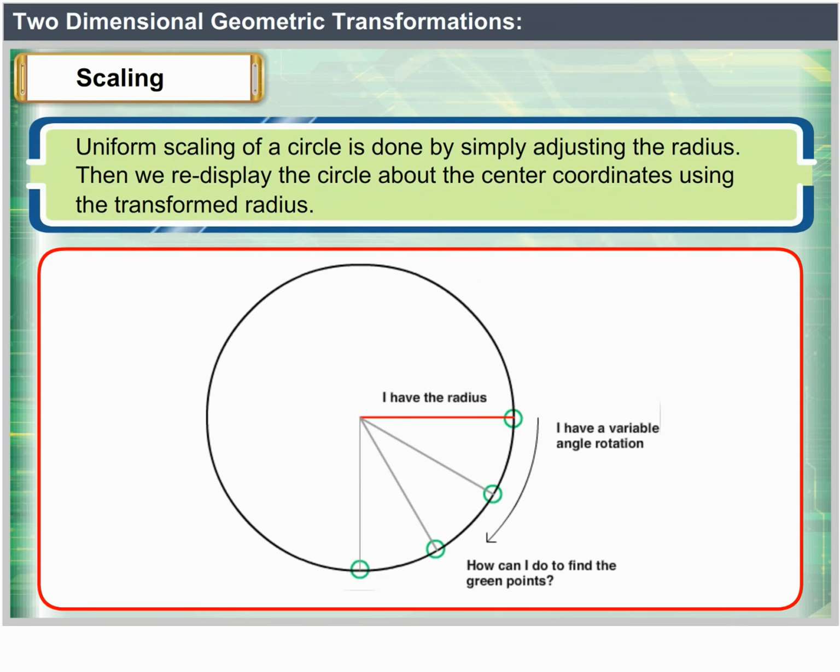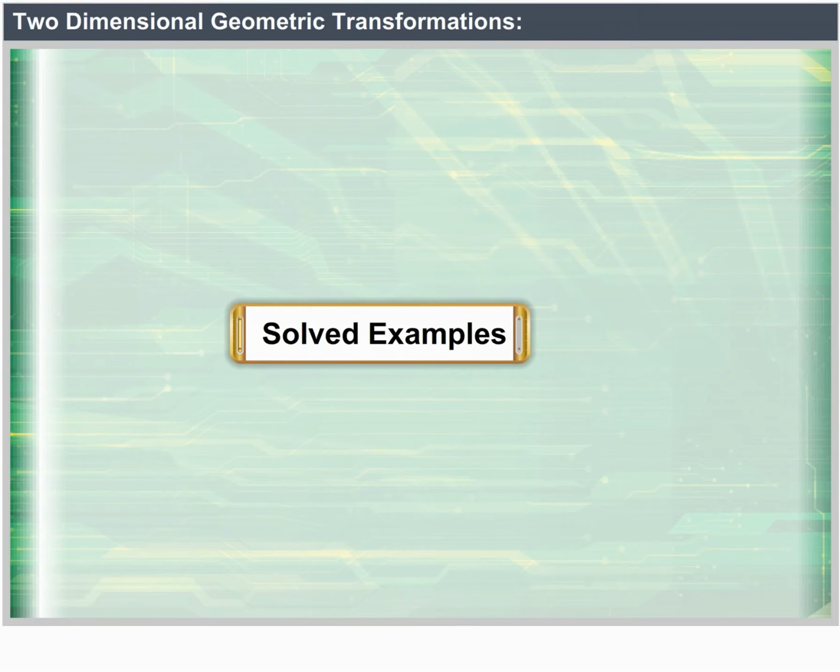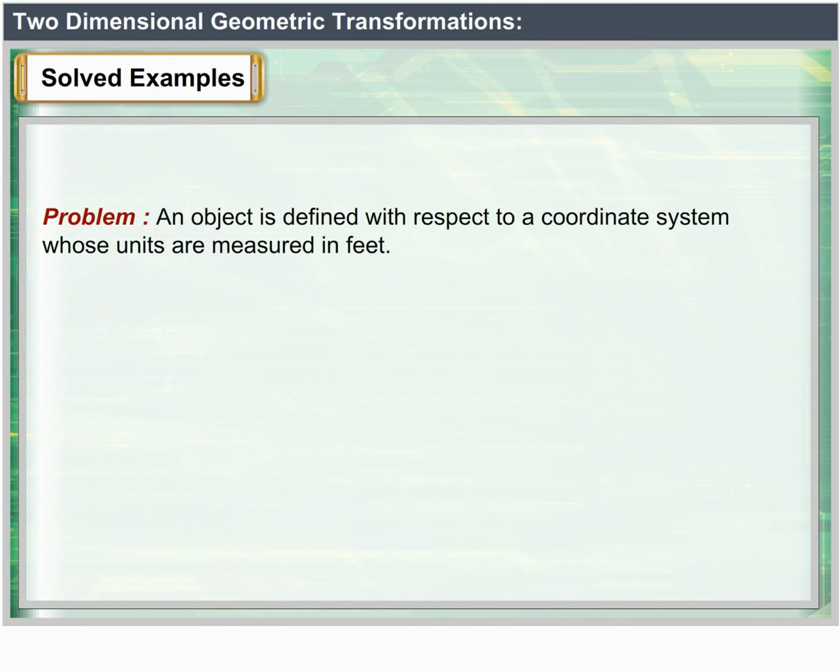Solved examples. Problem: an object is defined with respect to a coordinate system whose units are measured in feet. If an observer's coordinate system uses inches as the basic unit, what is the coordinate transformation used to describe the object coordinates in the observer's coordinate system?